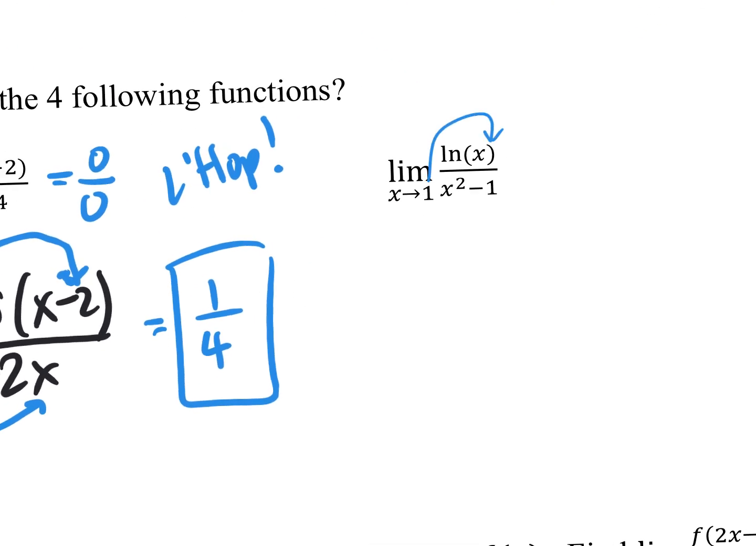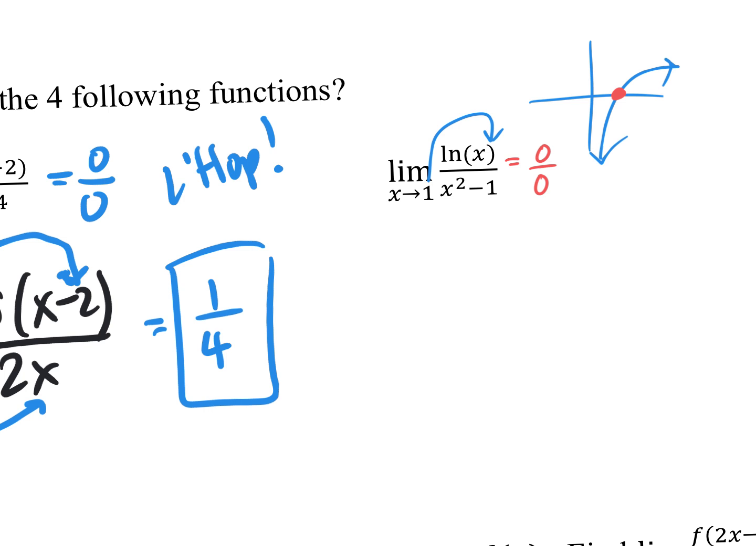What's the ln of 1? Undefined. ln of 1? Infinity. No. ln looks like this. ln of 0 does not exist. I agree. ln of 1? 0. Yeah, we have to know that one. ln of 1 is 0. 1 squared minus 1, 0.